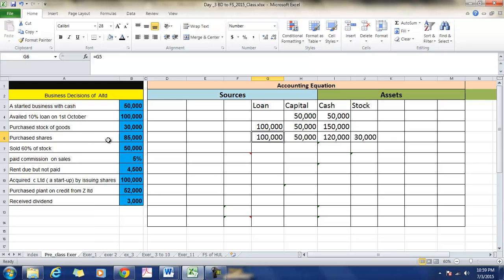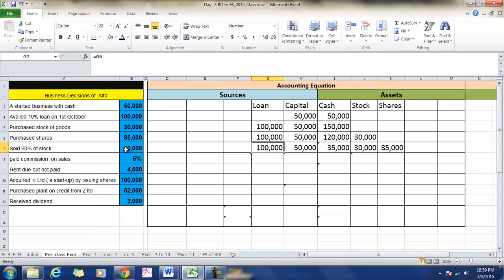Once again, we purchase shares of 85,000 for cash, which is another asset acquired. The value of the asset is 85,000. No change in stock, but cash reduces by 85,000 and no change in capital and no change in loan.